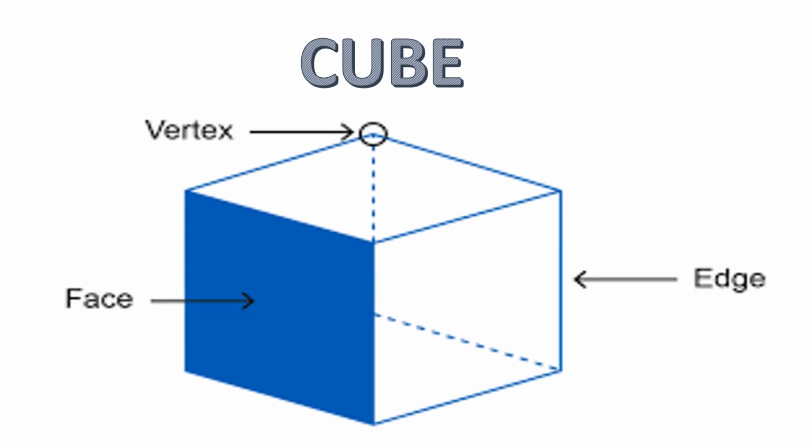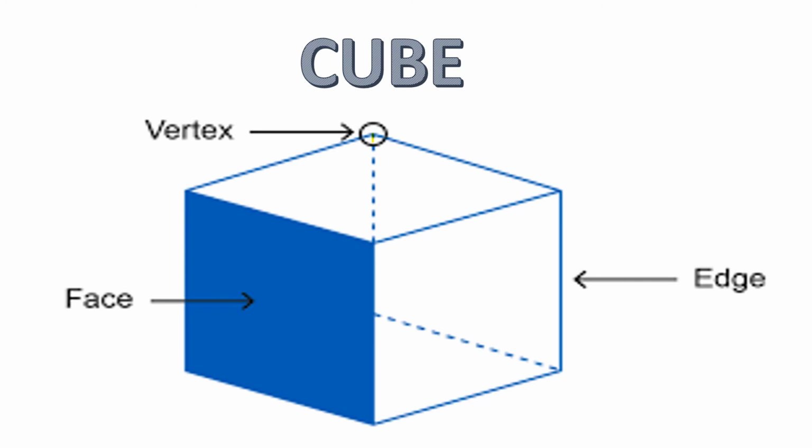Let's take an example of the cube shape. Here, the cube shape is presented to you. The shaded part is a face of a cube. Where two faces meet at a line, that is called an edge, and where two edges meet at a point, that is called a vertex. So totally a cube has 6 faces, 12 edges and 8 vertices.